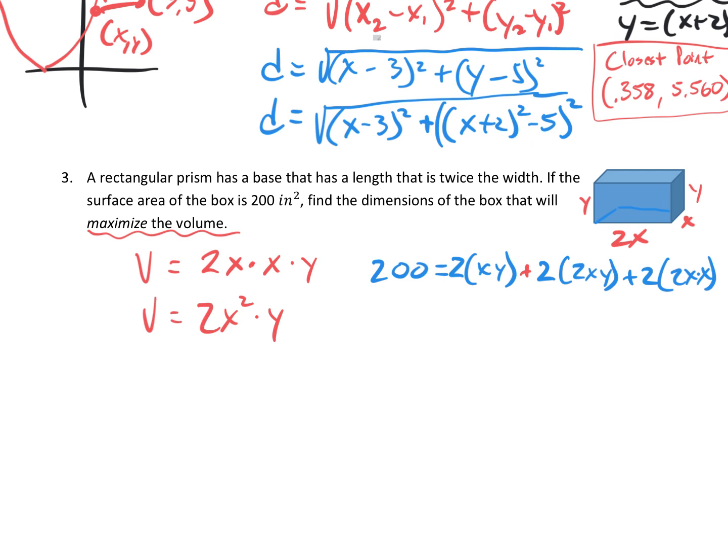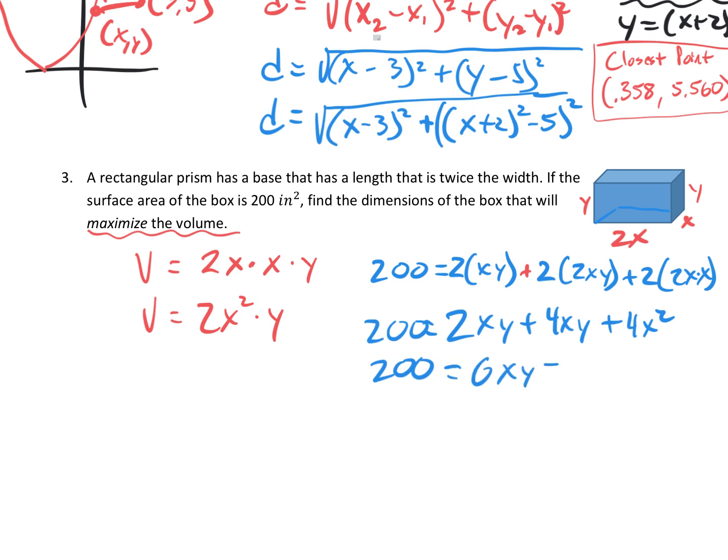So if we clean that up a little bit here, we have 2xy plus 4xy plus 4x squared, and that equals 200. We can go a little bit further here. We've got 6xy plus 4x squared. There's our secondary equation. So we've got our 2 equations. We've got our volume equation, and we've got a helper equation, or sometimes we call it the constraint equation, the secondary equation.